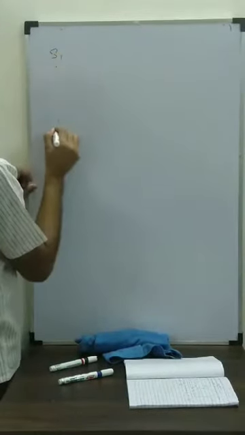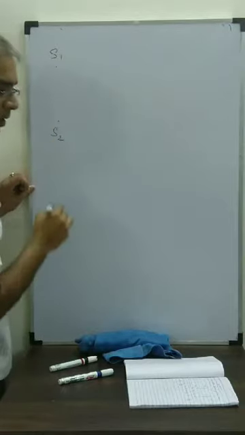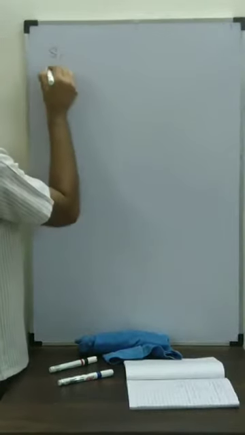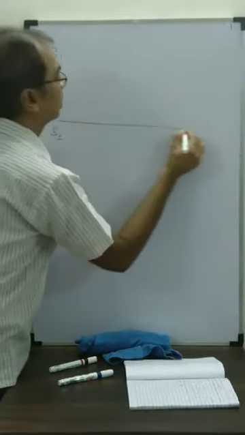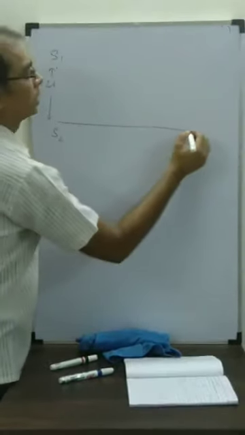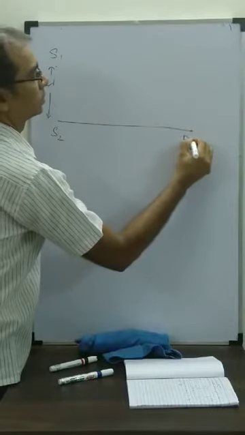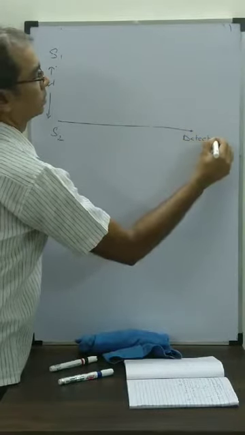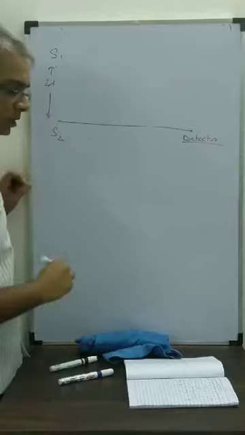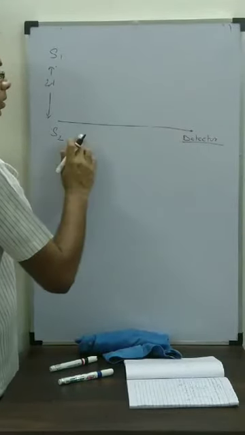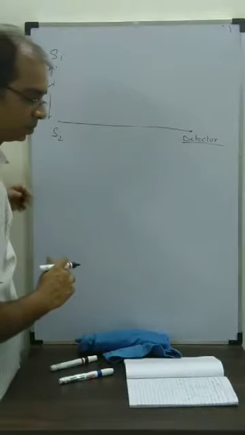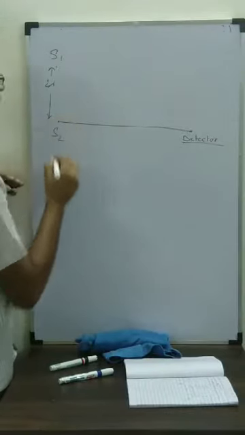S1 and S2, and the gap between them is 2 lambda. There is a line on this one, and there is a detector. On this line there is a detector, and this detector is moving. The question asks you, what is the smallest distance from S2?